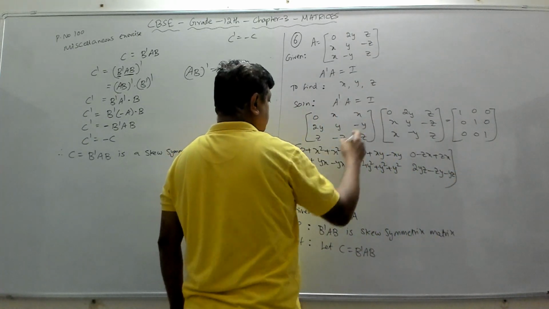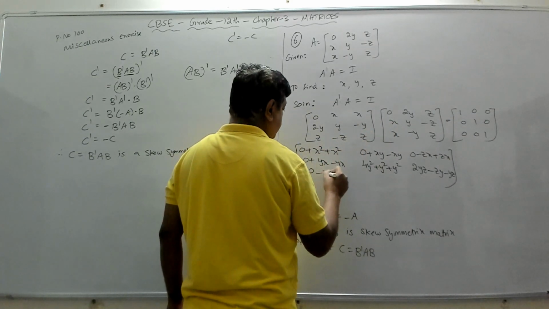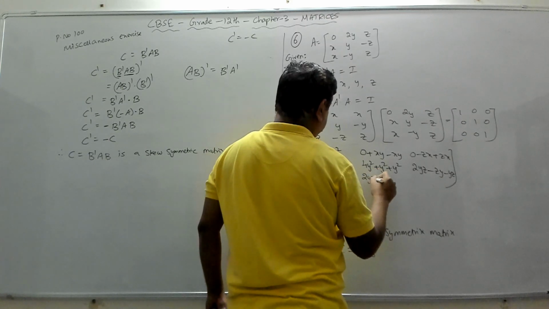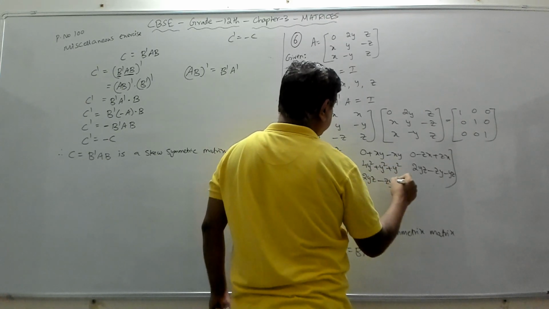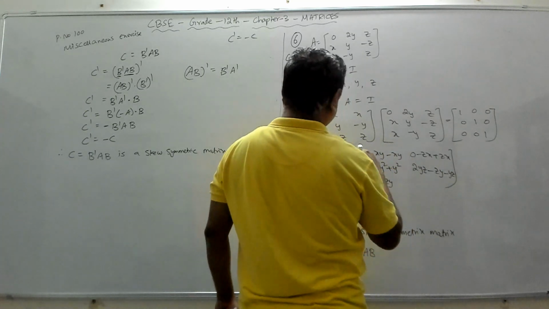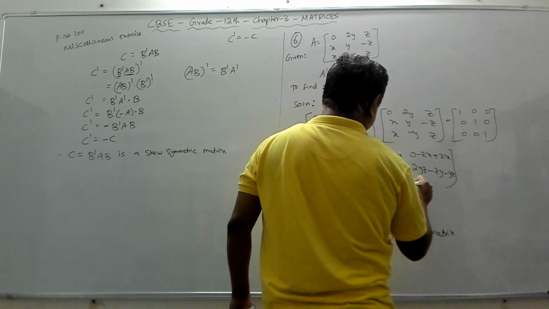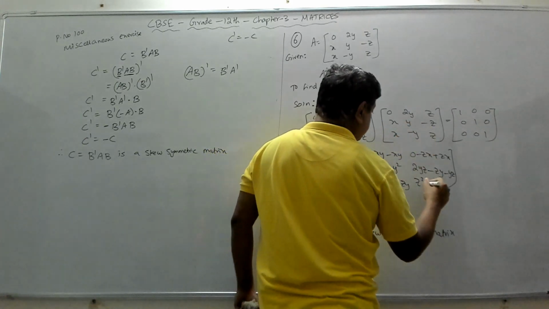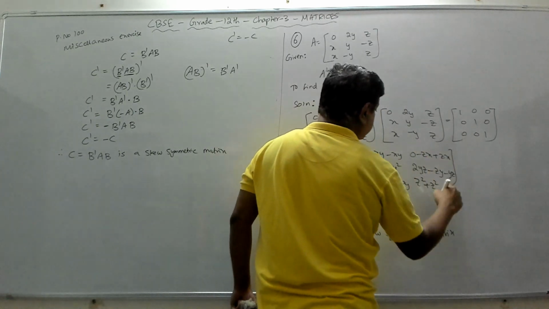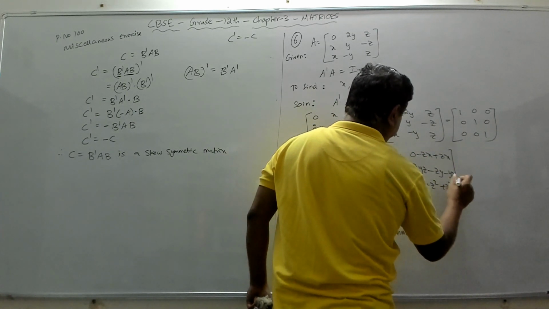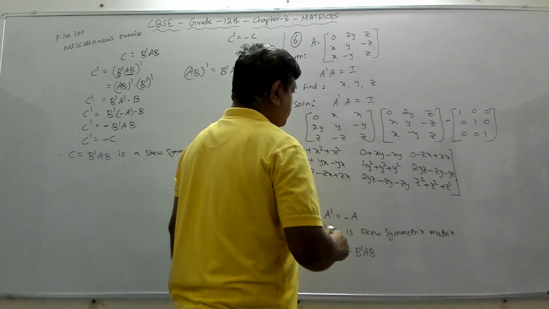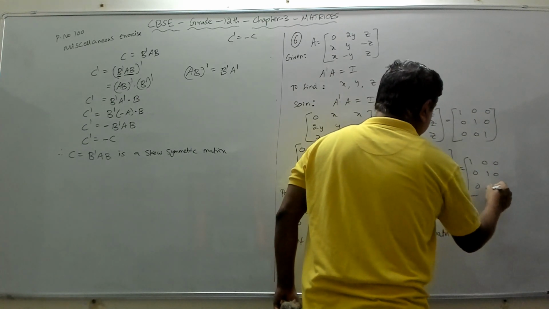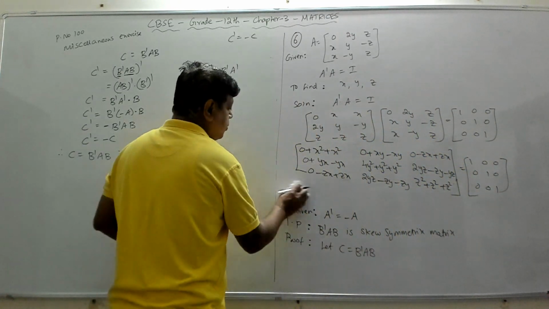Then the third row: z into 0 is 0, minus z into x is minus zx, plus z into x is plus zx. Then 2yz, minus zy, minus zy. Then z into z is z square, minus z into minus z is plus z square, again z into z is z square. So we get z square plus z square plus z square, equal to 1 0 0, 0 1 0, 0 0 1. I am doing normal matrix multiplication.